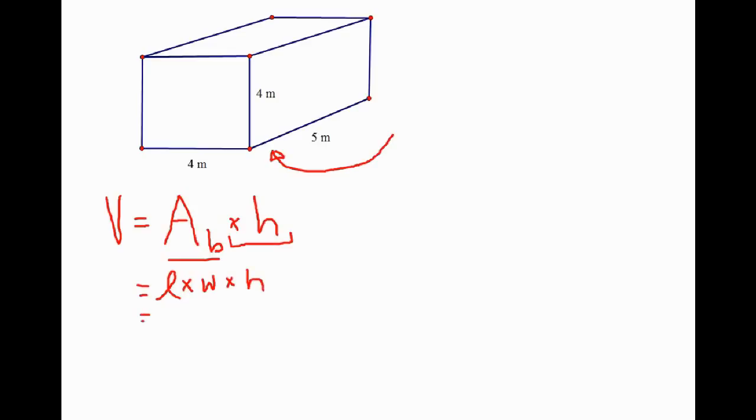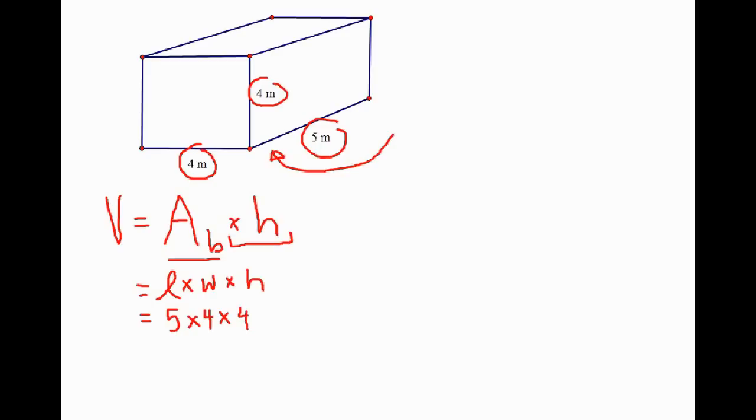Well, if we go ahead and substitute in our values here, our length is 5 meters, so we can go ahead and put in 5. I usually don't mind if the units aren't included in your work, but you do have to include your unit in your final answer. Our width here is 4 meters, so we're going to multiply that 5 times 4. That'll give us the area of the base. And our height here is also 4 meters, so we're going to multiply the answer to that times 4.